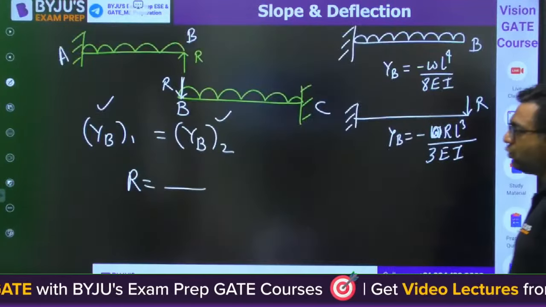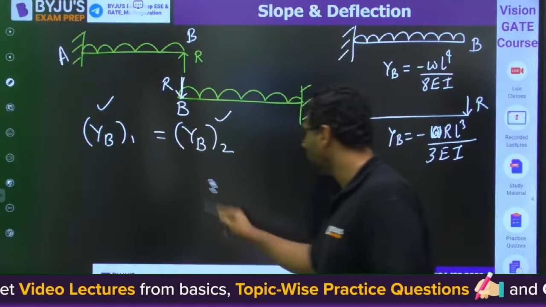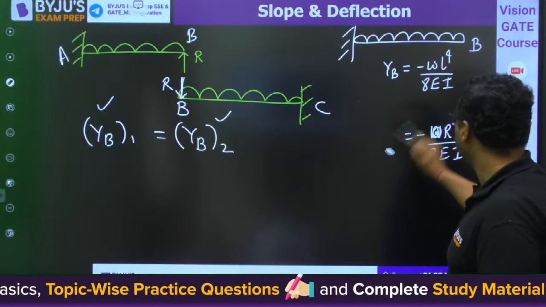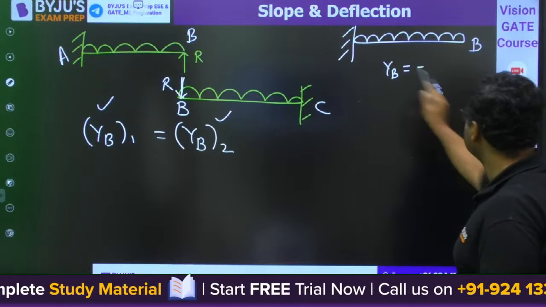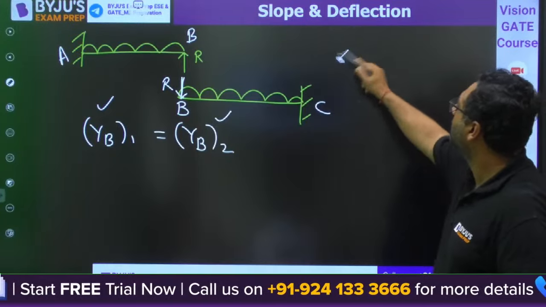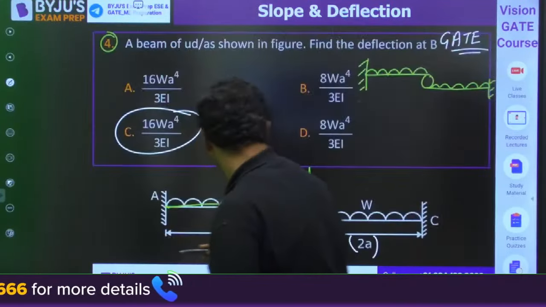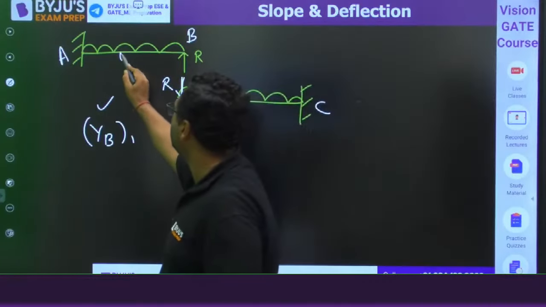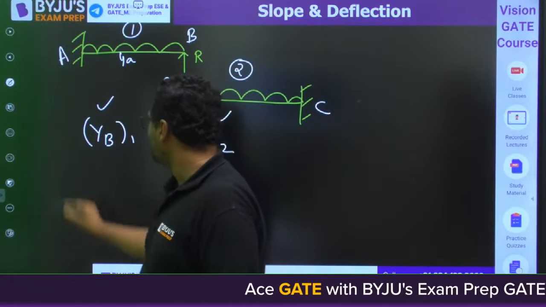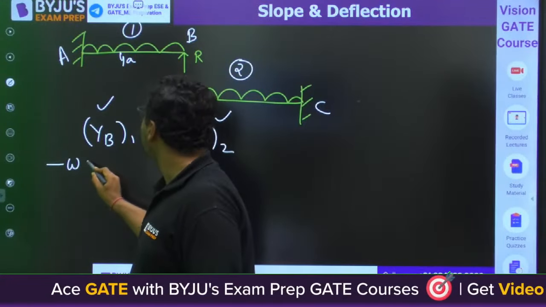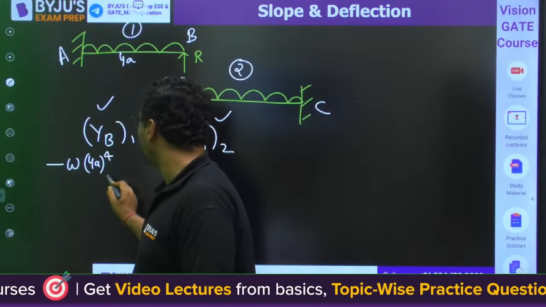So I will tell you how to do that. Okay, first of all, for this case, we have 4A length. For this first beam, and this is the second beam, the UDL will be doing negative minus W into 4A, WL4 upon EI.